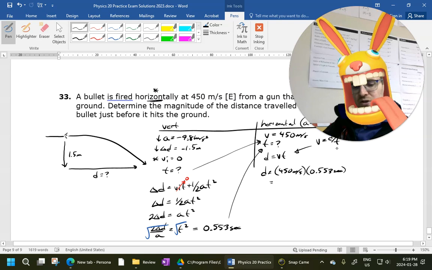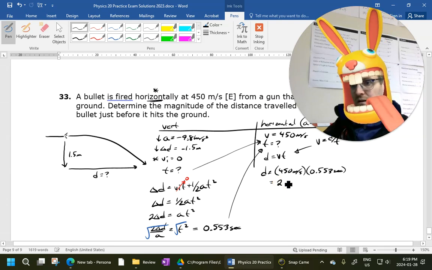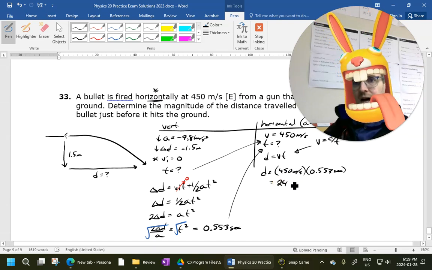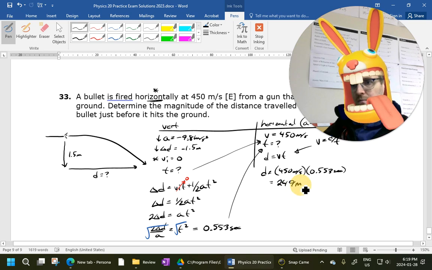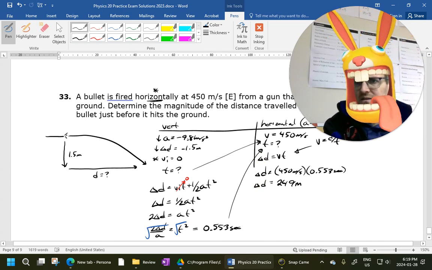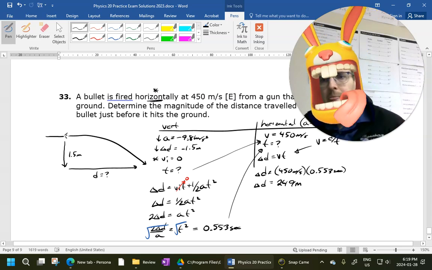It's going to travel 249 meters. It looks like displacement, but it's not displacement, we're just looking for the distance covered. So 249. There we go.